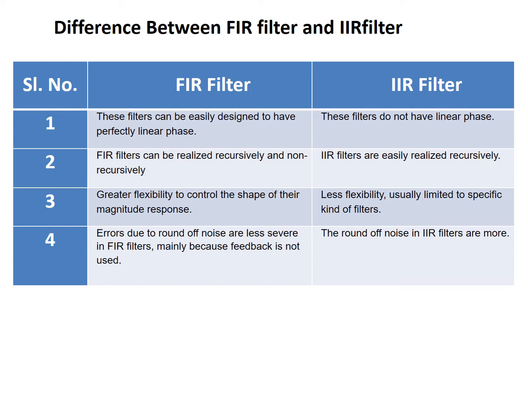FIR filters can be realized recursively and non-recursively. IIR filters are easily realized recursively. FIR filters have greater flexibility to control the shape of their magnitude response. IIR filters have less flexibility, usually limited to specific kinds of filters. And errors due to round off noise are less in FIR filters, mainly because feedback is not used. In IIR filters, the round off noise is more.